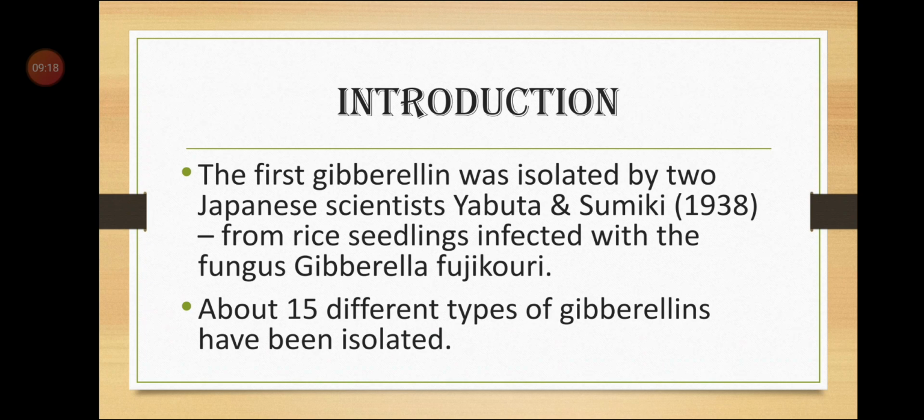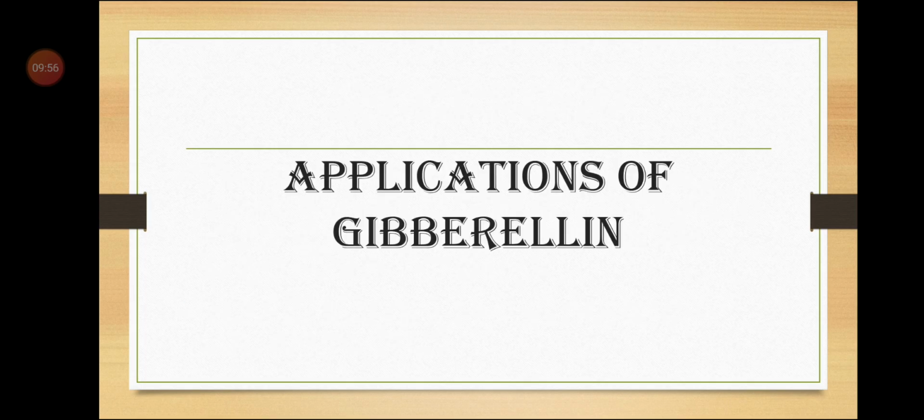Introduction of gibberellin: the first gibberellin was isolated by two Japanese scientists, Yabuta and Sumiki, in the year 1938. It was isolated from rice seedlings which were infected with the fungus Gibberella fujikuroi. About 15 different types of gibberellins have been isolated. Now we will study the applications of gibberellins one by one.